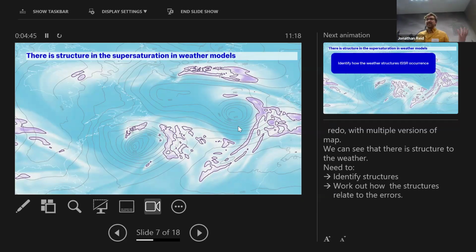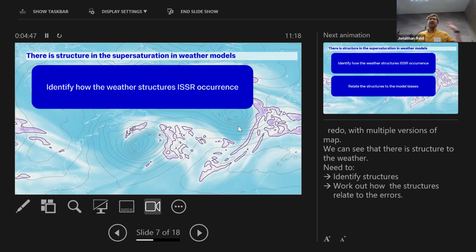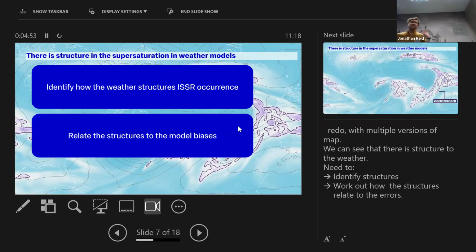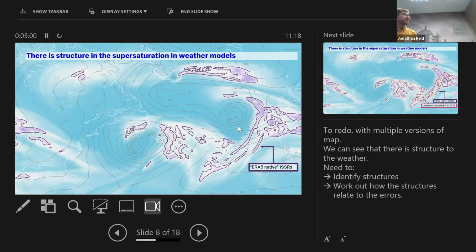And that leads to the aims, I guess, which are to identify how this structure shapes the occurrence of ice supersaturation and then relate those structures to the model biases. So to kick off, we want to identify the ice supersaturated regions. So we put a threshold in at 100% relative humidity to ice in the models.